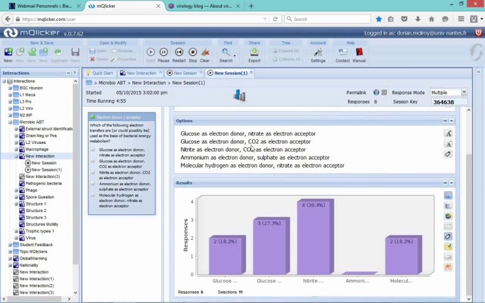Glucose as electron donor, carbon dioxide as electron acceptor. That's wrong. In respiration, you have glucose as the electron donor, and CO2 is the product. It's not the electron acceptor. It's not going to get even more oxidized. CO2 is as oxidized as you can get, right? No, that's the wrong way around. If you're an electron acceptor, you're going to get reduced.